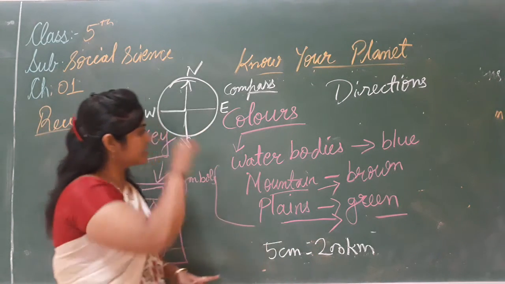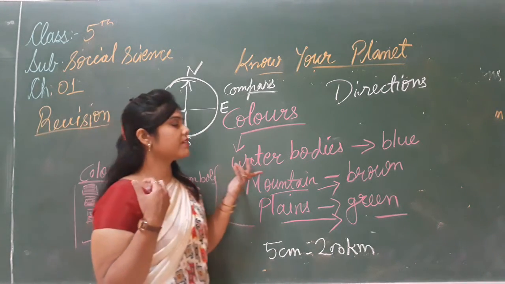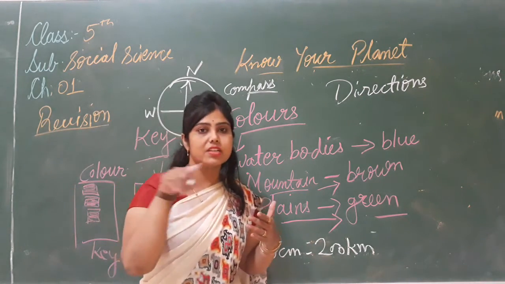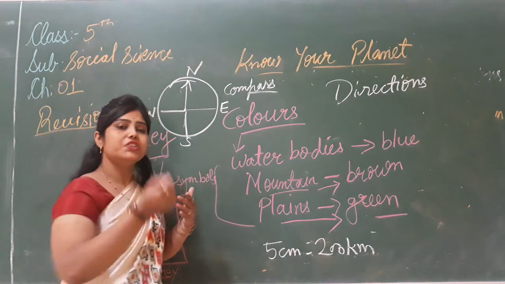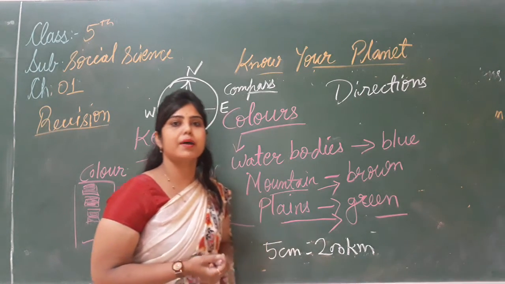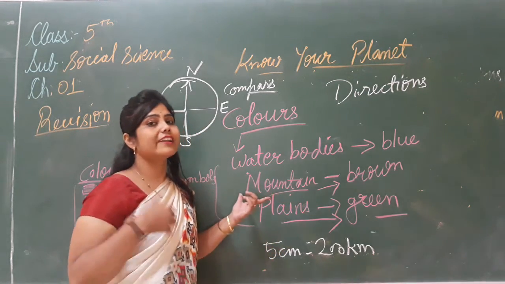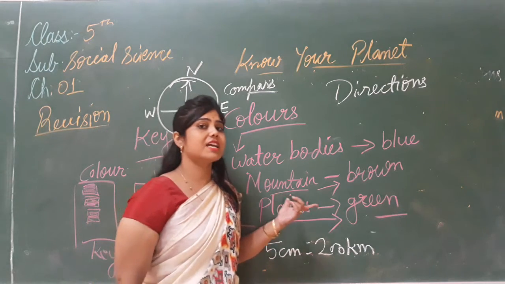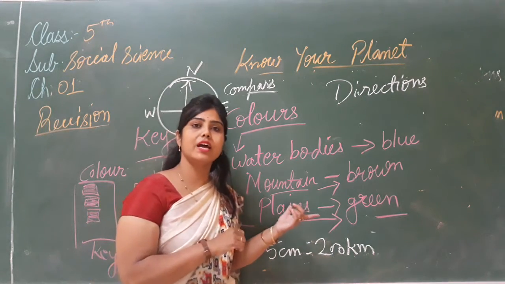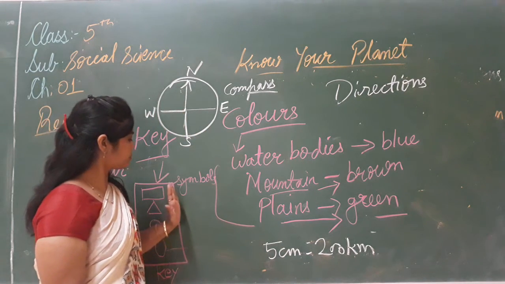Now the third one is the symbols. Symbols give us a lot of information about the map. For example, in mountains we use the triangle sign. It is very helpful to understand the map. And we can also use colors. For example, water bodies are represented by the blue color. For greenery, plain area, which color do we use? Green color. And for mountain area? Brown color. These colors also help to understand the map.